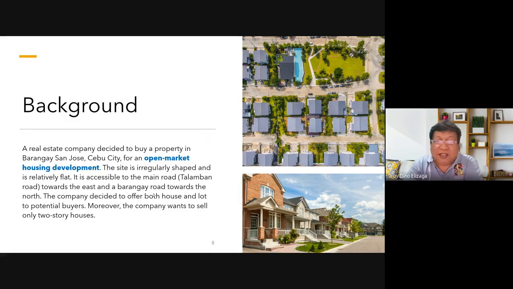The company decided to offer both house and lot to potential buyers. Moreover, the company wants to sell only two-story houses. So the fact that it's an open market, the developer really went all out, no? House and lot, and then two stories only. No single story structures.